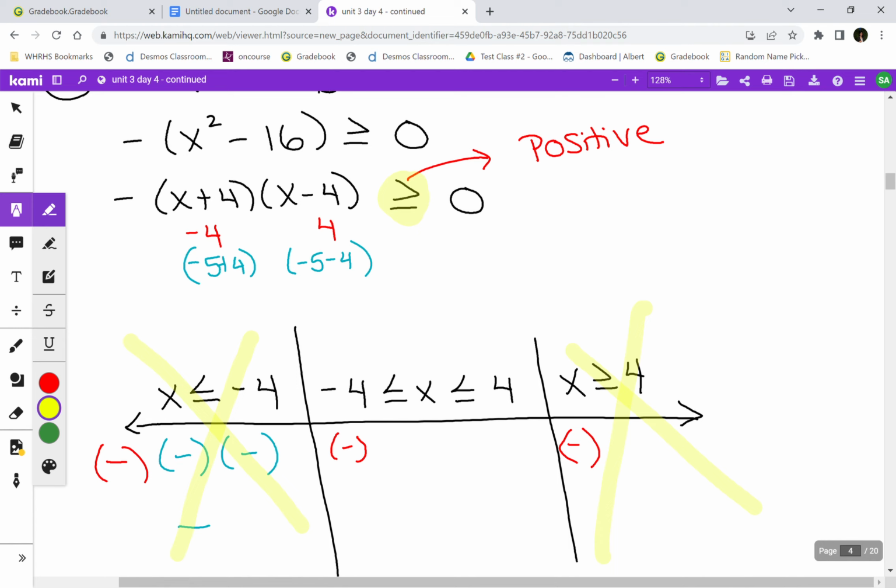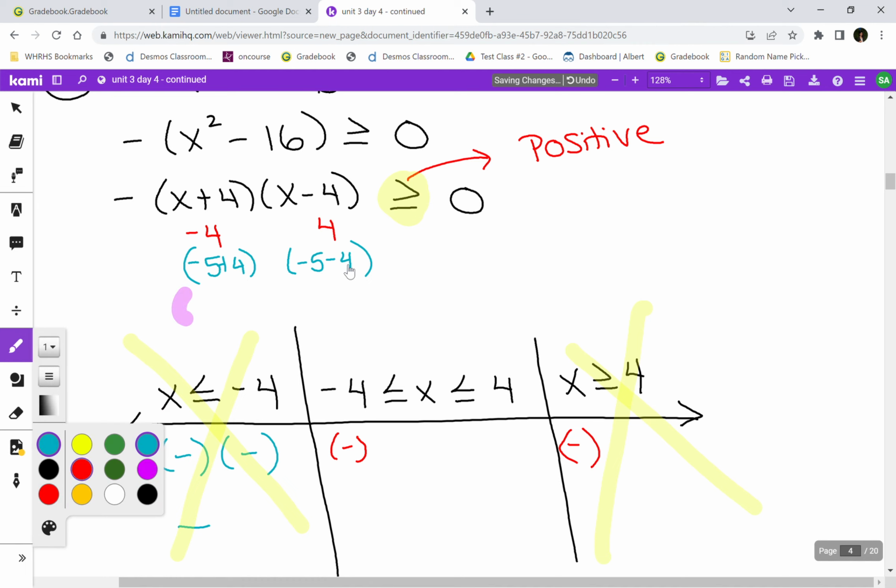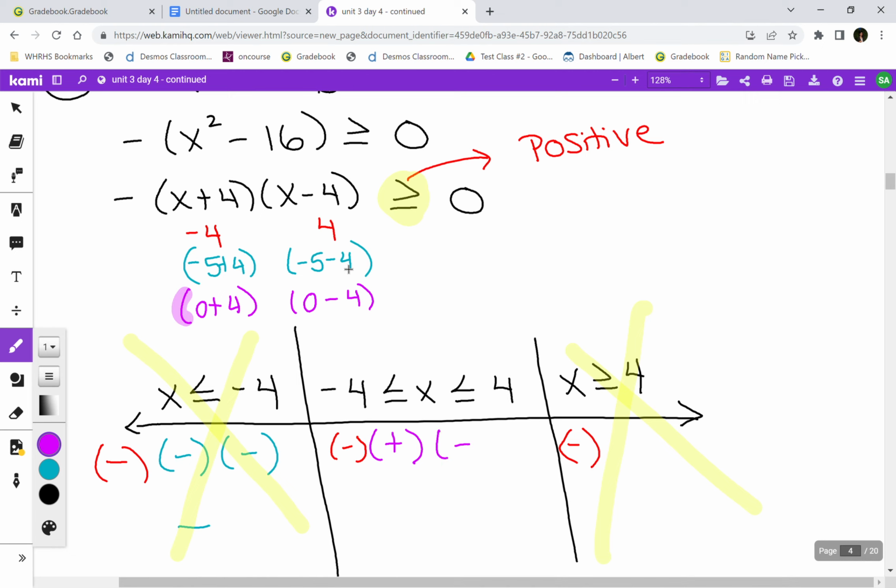All right, so now let's choose a number between -4 and +4. What's a good number to choose? 0. Let's go ahead and choose 0. So we're going to have 0 plus 4, that is positive. And then 0 minus 4, isn't that negative? So now I have a negative times a positive times a negative. What is that product? Negative times a positive times a negative. It is a positive.